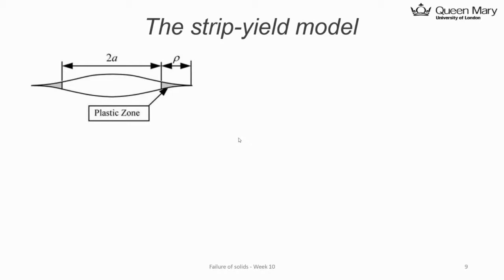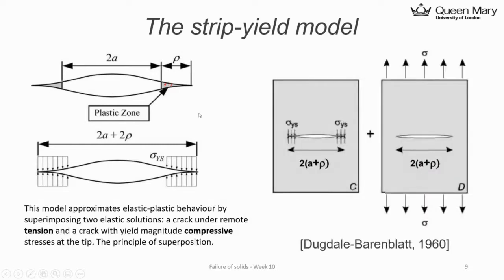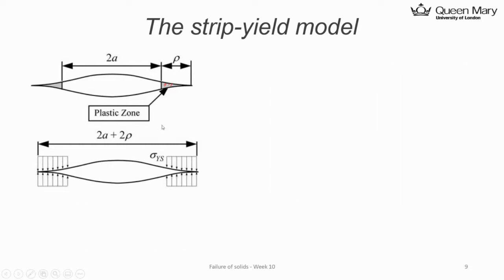And then in this lecture, we have another model which does not think of the plastic zone as a circle like here, but more like a strip yield model, where the plastic zone in this shaded area is more like a strip. So what that means here is a superposition.